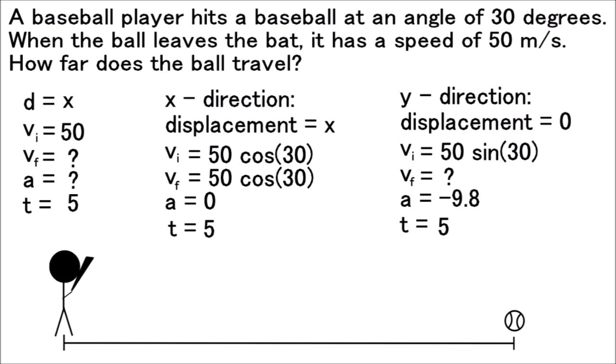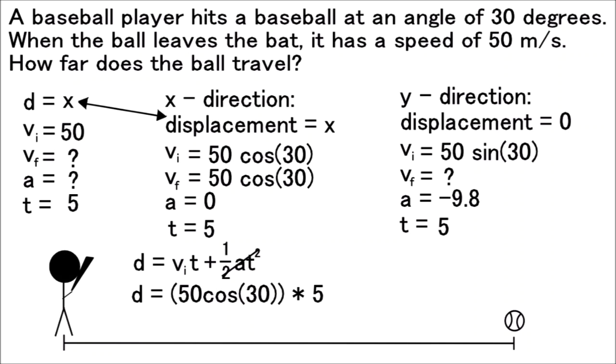Since there's no y displacement, then all our displacement must be in the x direction, so total displacement is equal to x displacement. Now that we have our time, we can plug into the same equation we've been using to find our total x displacement. So we can plug in all our variables now and solve our equation. So we just solve, and it looks like our answer is 125 times the square root of 3 meters. So the ball has landed 125 root 3 meters away from where the batter hit it.